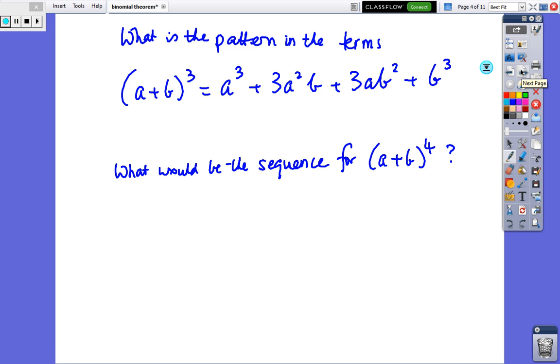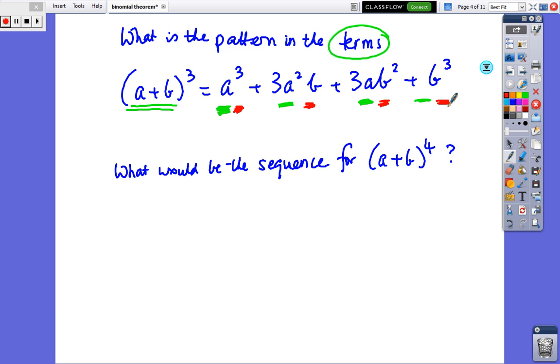So what is the pattern in the terms? We've got a plus b cubed, so we're looking at the pattern in the terms now, not the coefficients. Looking at the expansion we did a couple of slides ago, the pattern is there's 3 A's, then 2 A's, then 1 A, then no A's. And for the B's, there's no B's, 1 B, 2 B's, 3 B's. So what would be the sequence for a plus b to the power of 4?